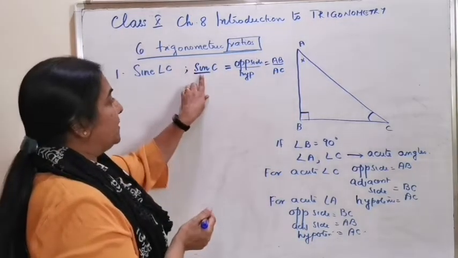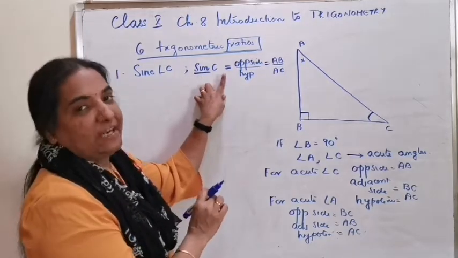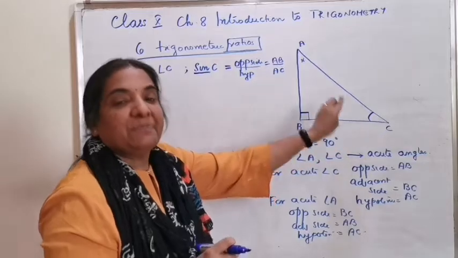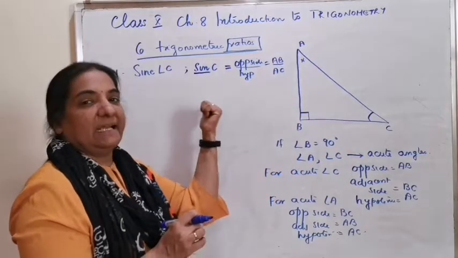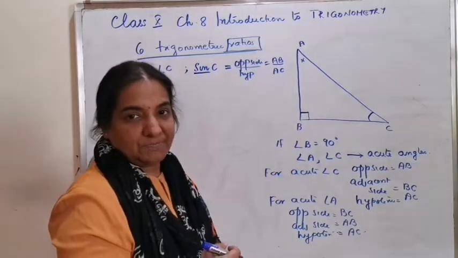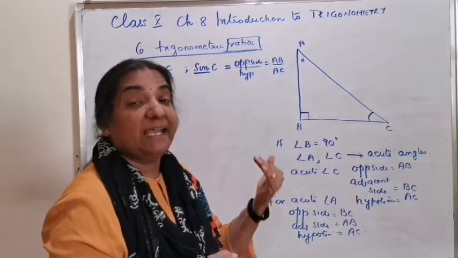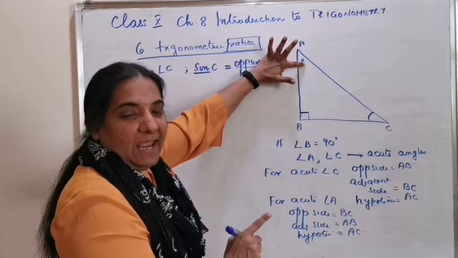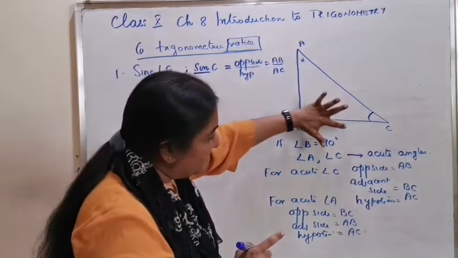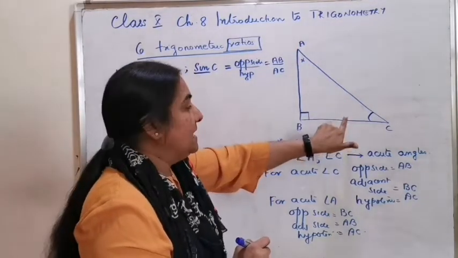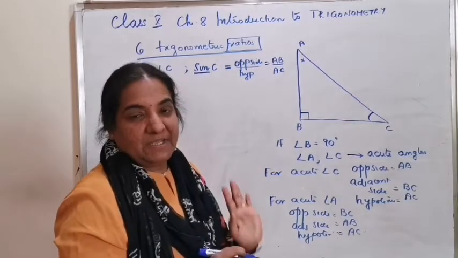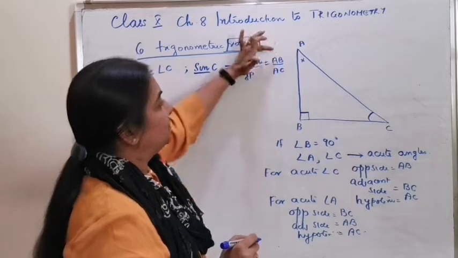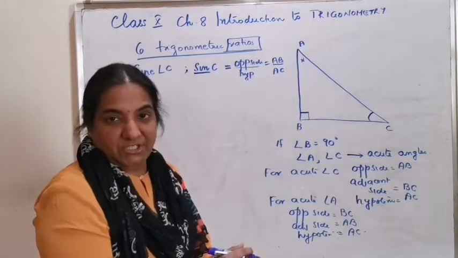So if you hear the word sine of an angle, automatically look at the angle, that angle's opposite side by hypotenuse. So what will be sine A? For the acute angle A, sine A means the opposite side of angle A, which is BC, by AC. So based on the acute angles, the ratio of the lengths of the sides will change.